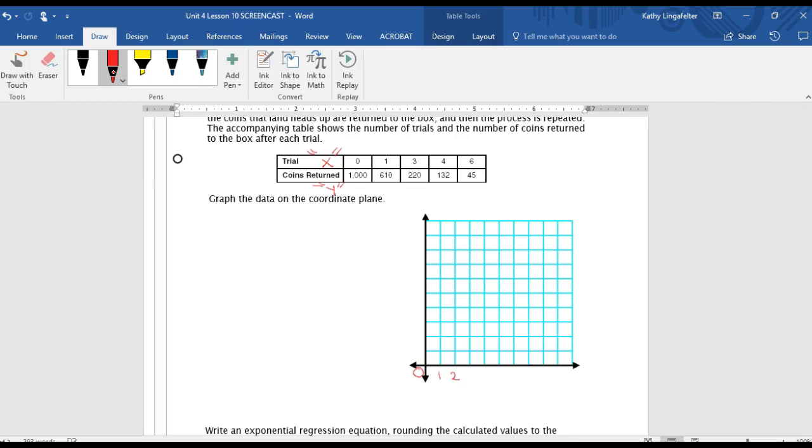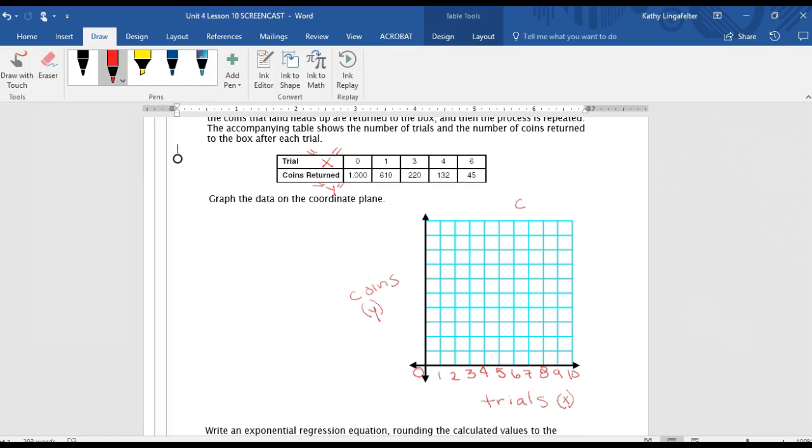So 1, 2, 3, 4, 5, 6, 7, 8, 9, and 10. And I won't have to use 7, 8, 9, and 10. And then let me make sure I write that those are the trials. Okay? On the y-axis, it's the number of coins. You'll have to forgive me, I do not write super well on Word documents.